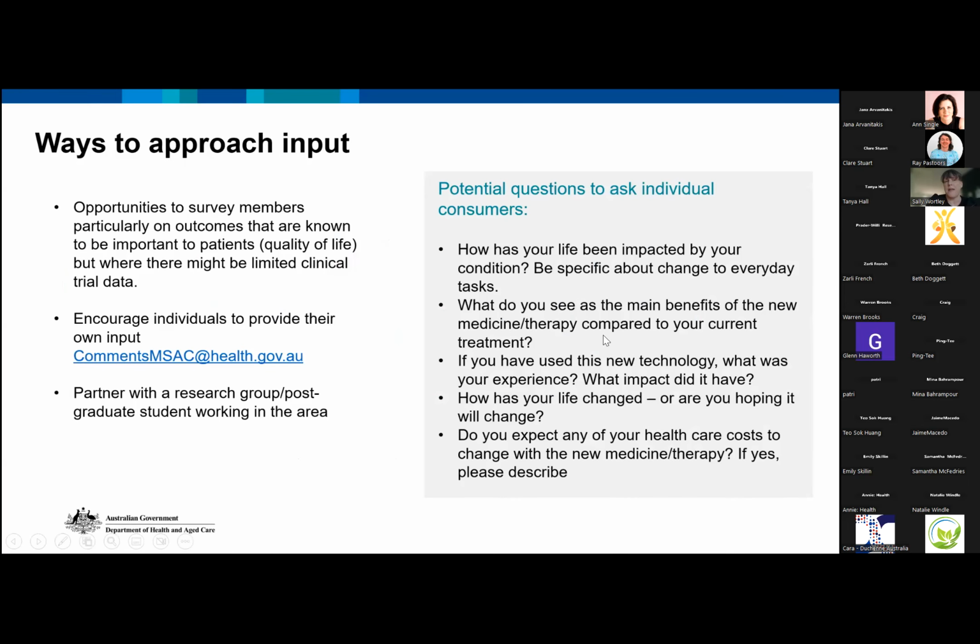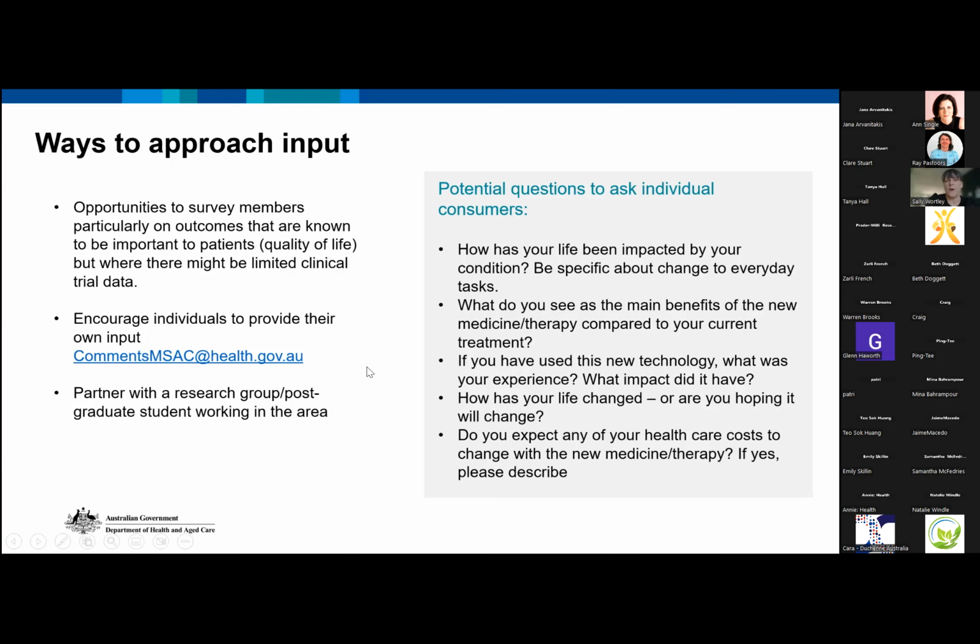So there might be opportunities to survey members, for example, on outcomes that are known to be important to patients, for example, quality of life, where it's known that there might be limited clinical trial data. So there, in that 6-month window, it might be worth asking particular questions of particular individuals for consumer organisations to collect as part of the second round of consultation.